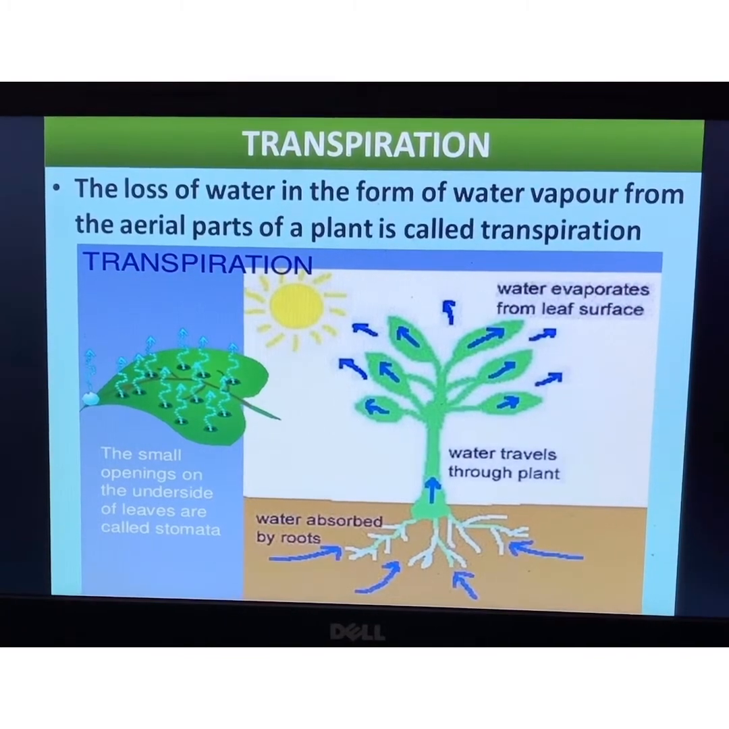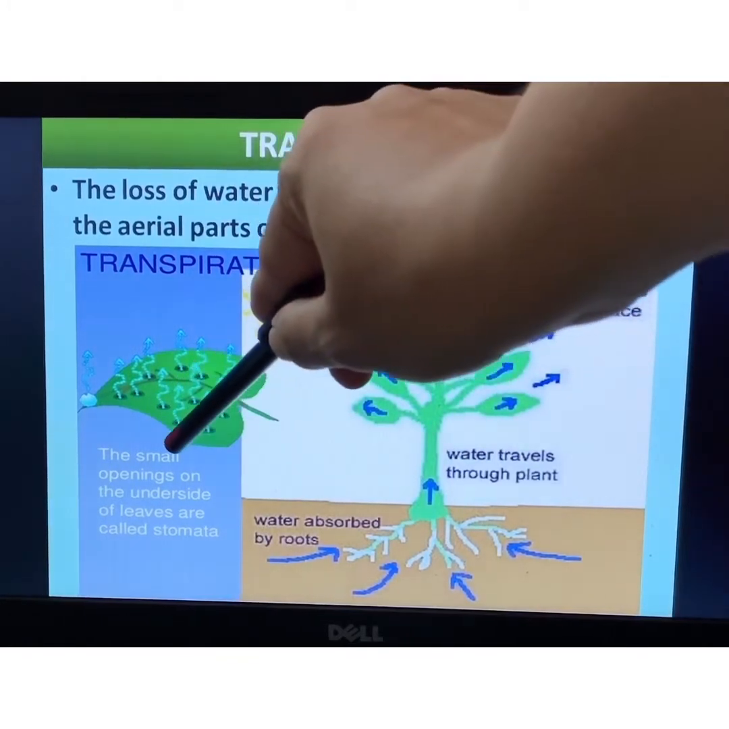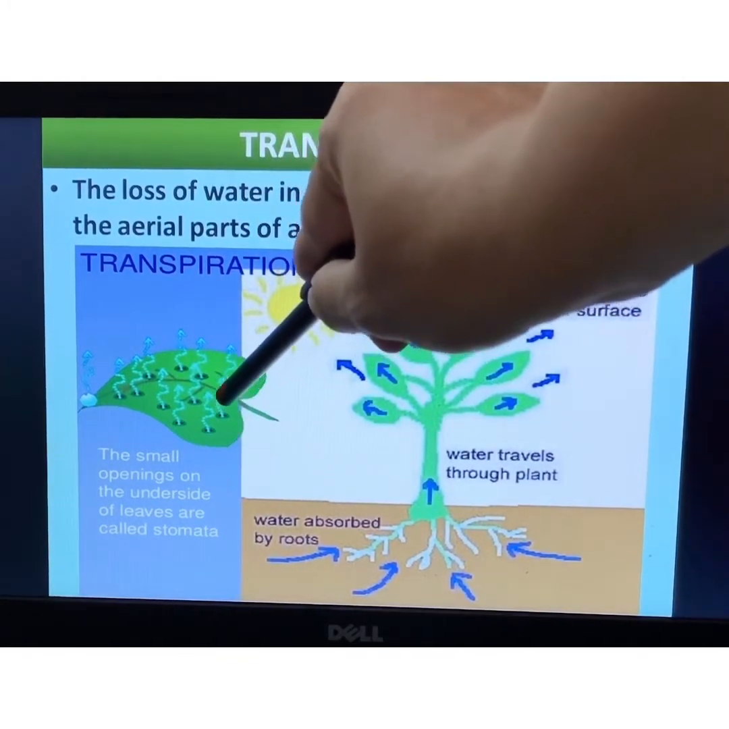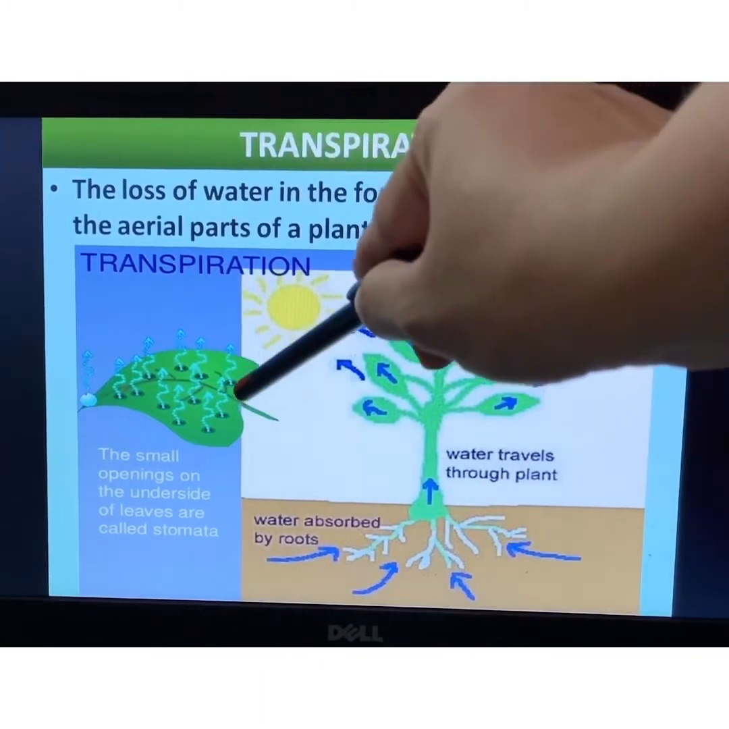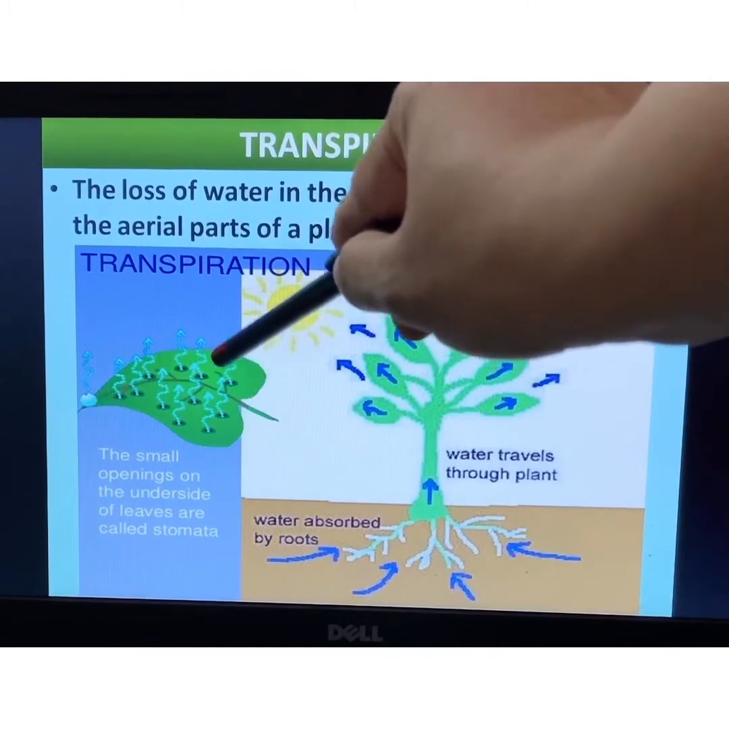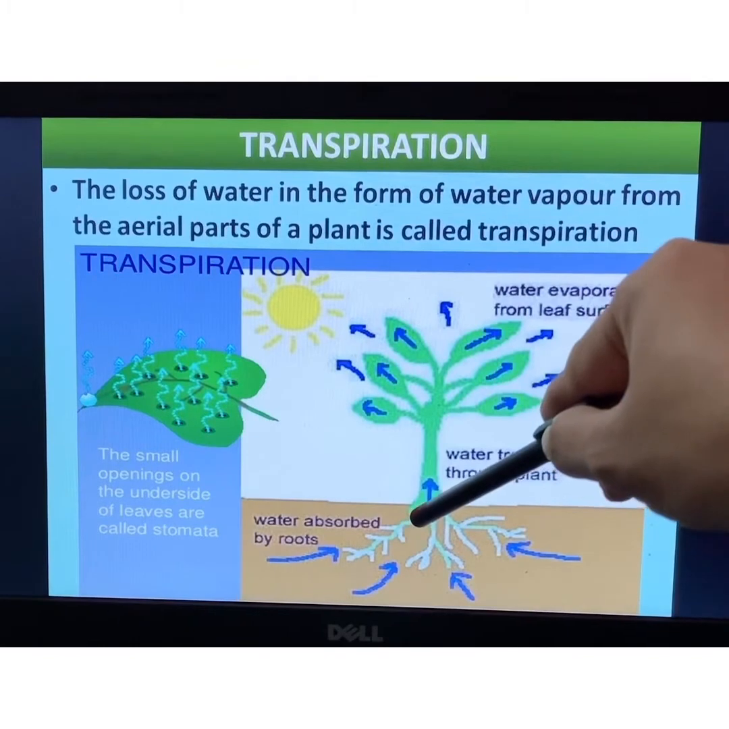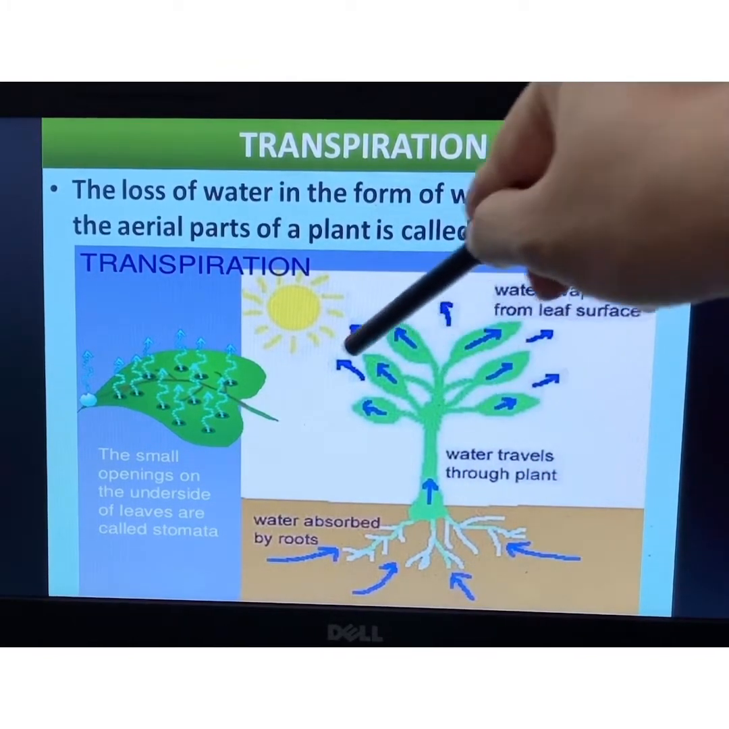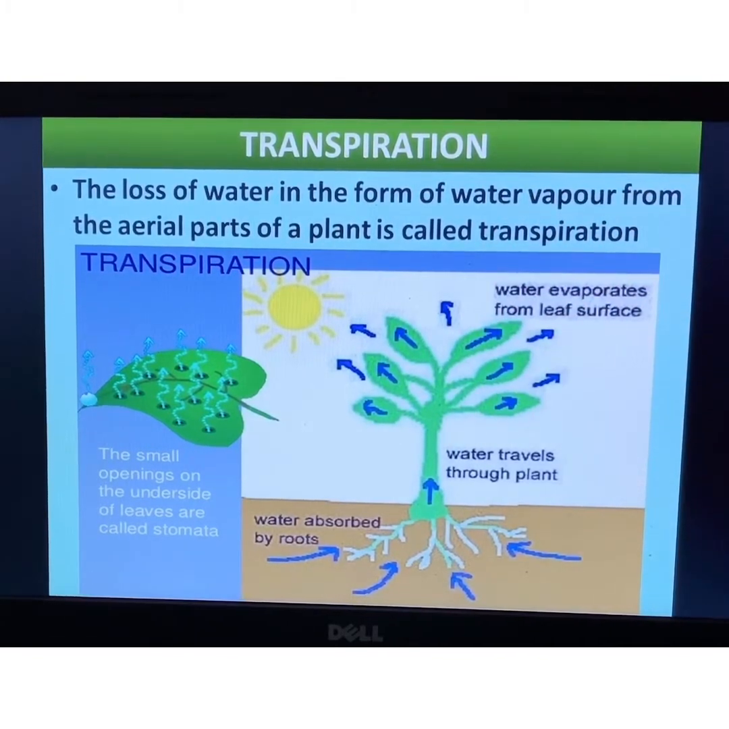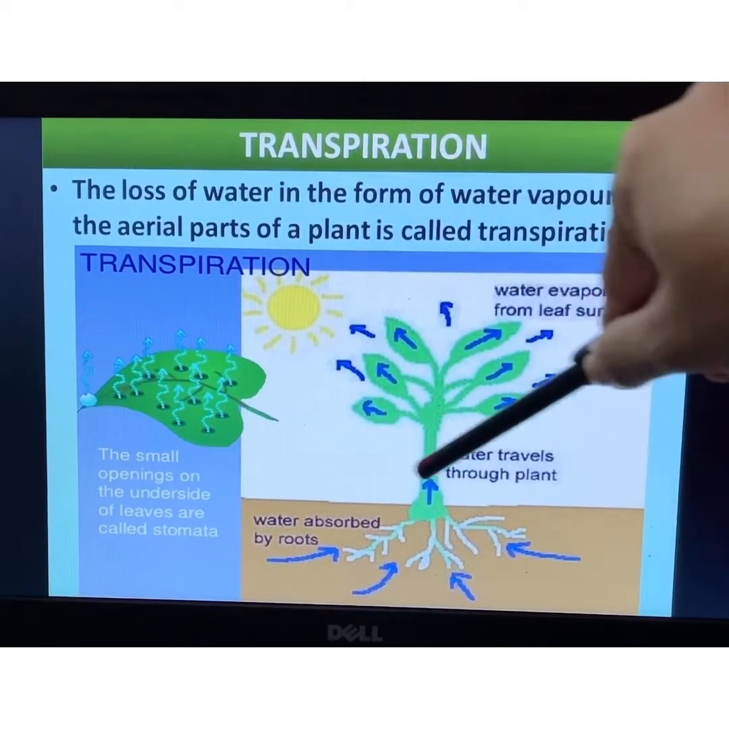Now here you can see the depiction. What is transpiration? The small openings on the underside of leaves are called stomata. In the epidermis layer we have these stomata. On the upper surface also they are present, but on the lower surface they are more in number. So what is happening? Water is getting absorbed by the roots, water is going up, and it is getting lost from the aerial parts of the plant. What do you mean by aerial parts of the plant? The ones which fly in the air? No, the ones which are exposed to the air.